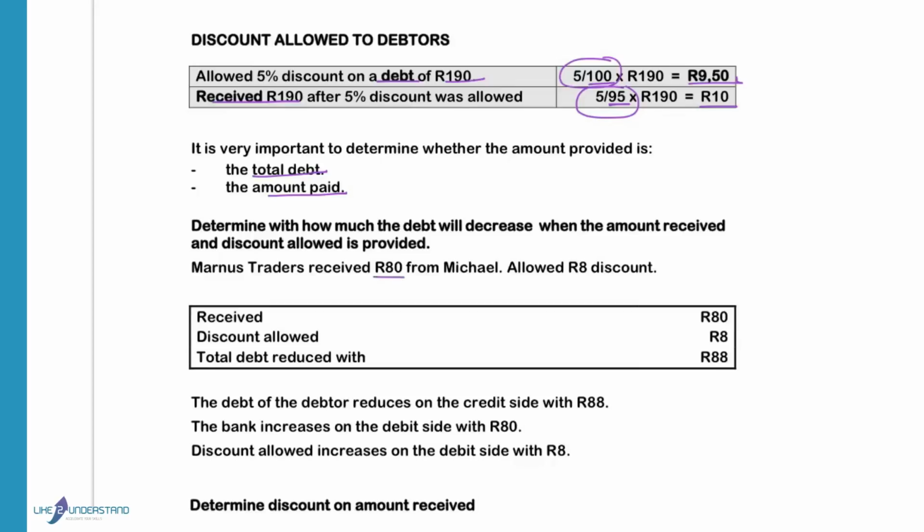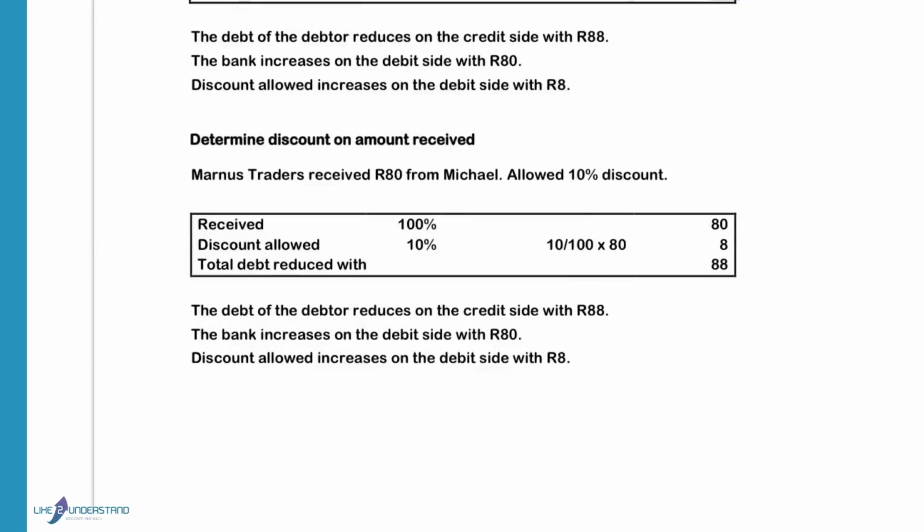Received R80, and then because they paid us R80, we allow R8 discount. We will therefore reduce the debt with R88, the R80 received plus the R8 discount. Marnus Traders received R80 from Michael, allowed 10% discount. So the amount received equals 100%, that equals R80. The 10% will give us R8, so his account will be reduced with R88.